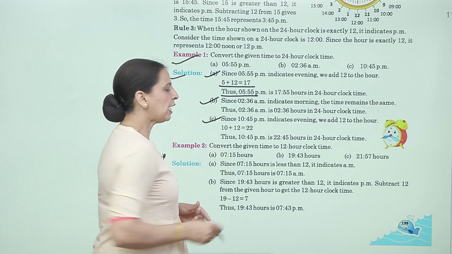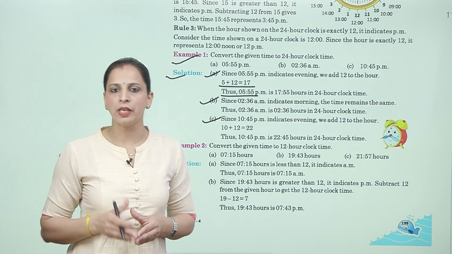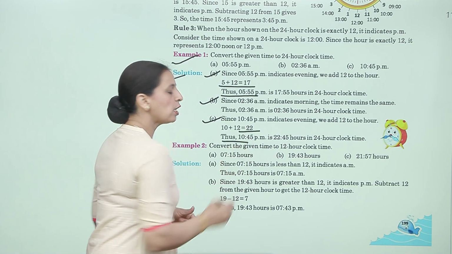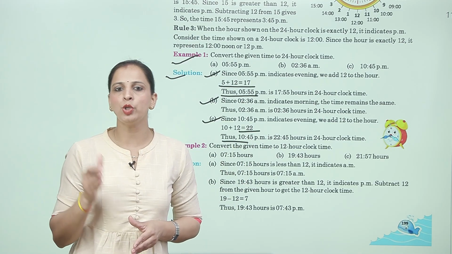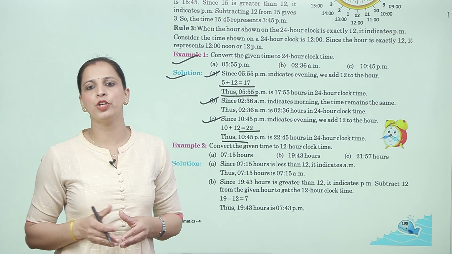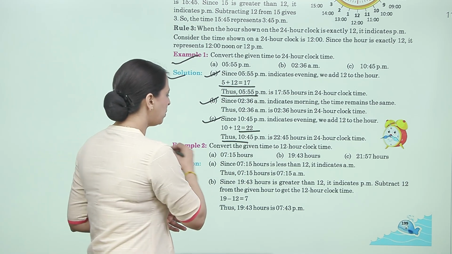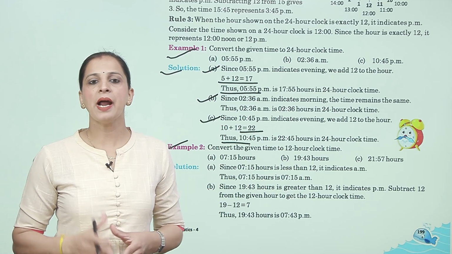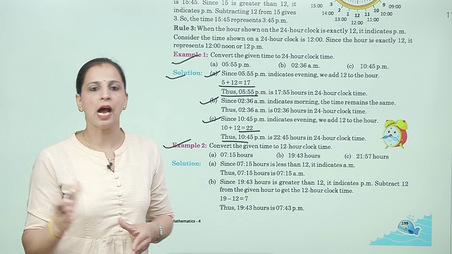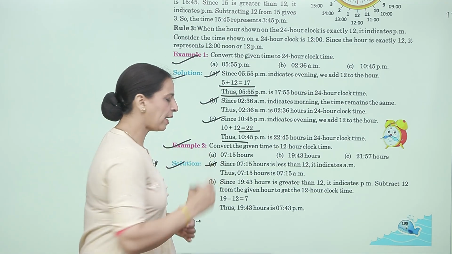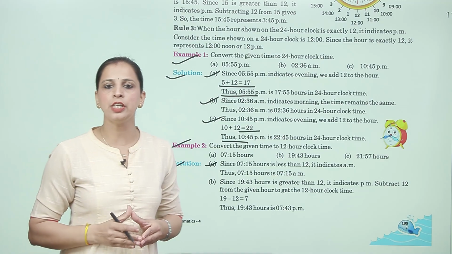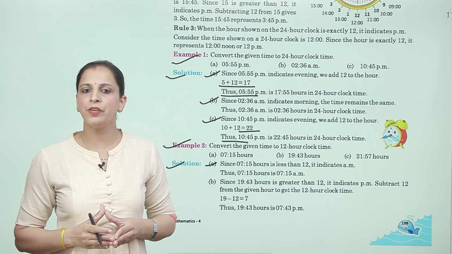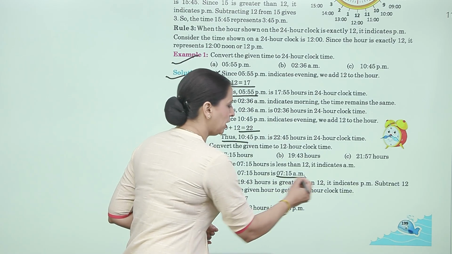Since 10:45 PM indicates evening, we add 12 to the hour. 10 plus 12 is 22. Thus, 10:45 PM is 22:45 hours in 24-hour clock time. Now, example 2. Convert the given time to 12-hour clock time. A part is 7:15 hours. Solution. Since 7:15 hours is less than 12, it indicates AM. So, 7:15 hours is 7:15 AM.